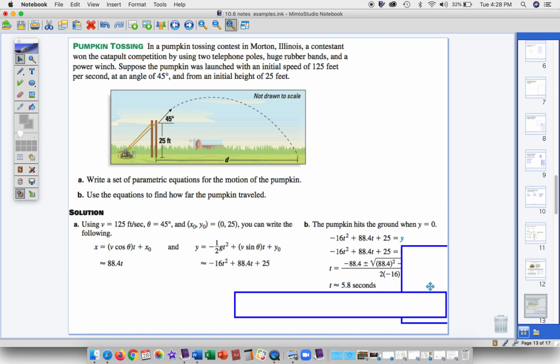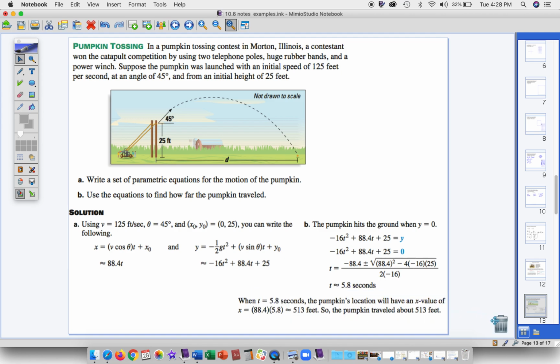For part 2, the pumpkin hits the ground when y is 0. Right? Y are all of those heights over the time. So solving for the time, you'd get 5.8 seconds. When the time is 5.8 seconds, the pumpkin's location will have this x value, so it traveled about 513 feet.